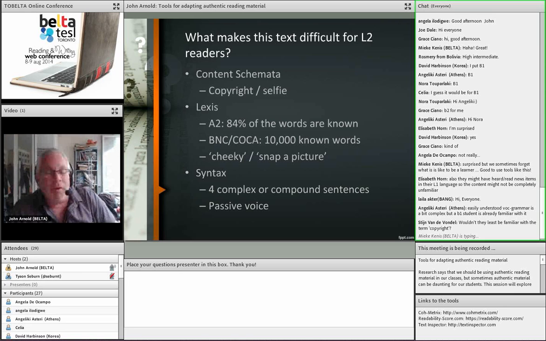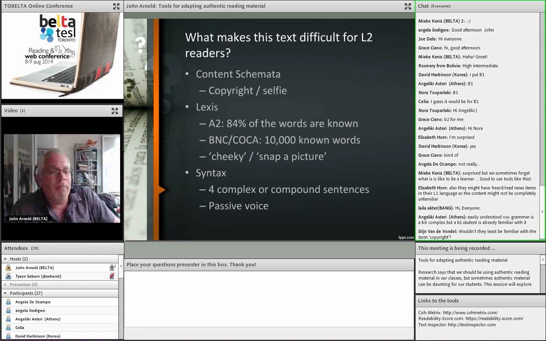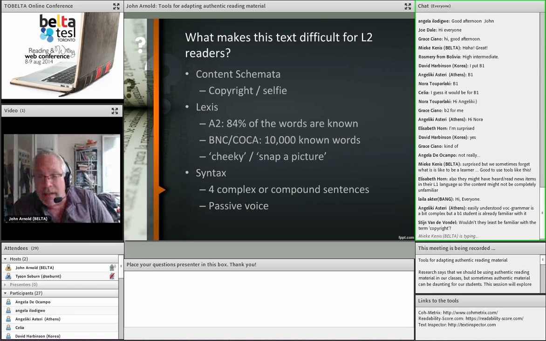And then there's some idiomatic or dialectical language. Cheeky is a much more British term than it is an American term. They might be familiar with the term cheeky. In America, it has a very negative connotation, which I don't think it has in Britain. And then snap a picture instead of take a picture. It's a very different use of the word snap. And so it's very idiomatic in this case.